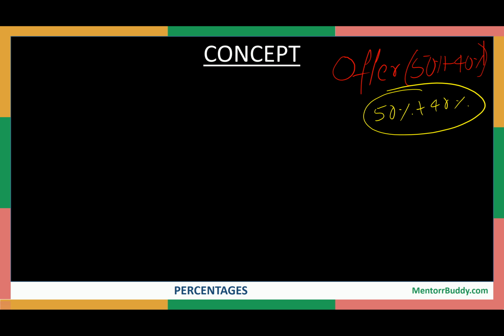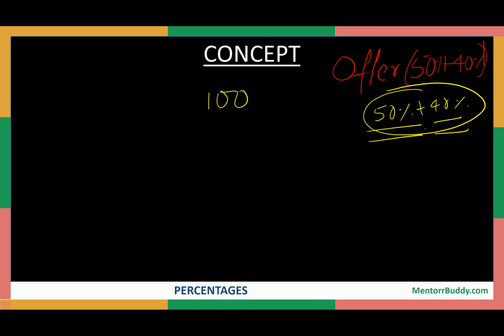And sometimes what happens, this is called successive discounts. What does it mean, successive discounts? Successive discount means that the first percentage discount is given, then on the final value the second discount is given, right? So let's understand what will happen when 100 rupees is discounted by 50 plus 40%.